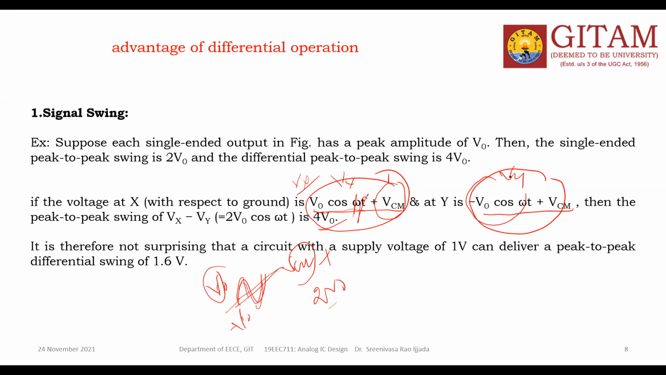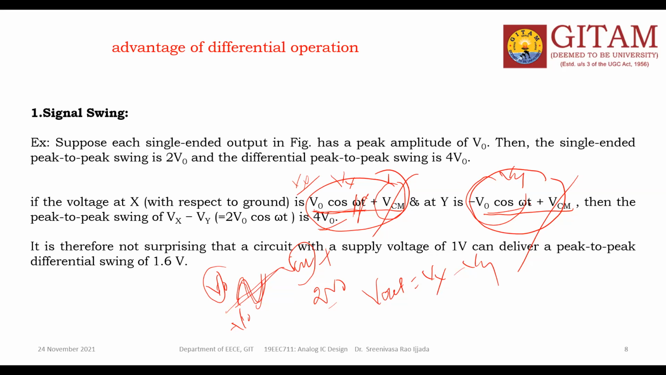In the last class we discussed this, but once again we will discuss it here. What happened? Whenever your Vx is equal to Vy, then VCM gets cancelled. Then this is the remainder. So 2 V0 cos omega t is the peak to peak voltage swing of the output, Vx minus Vy. Your output is Vx minus Vy in the differential operation.